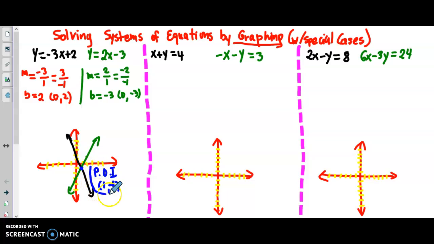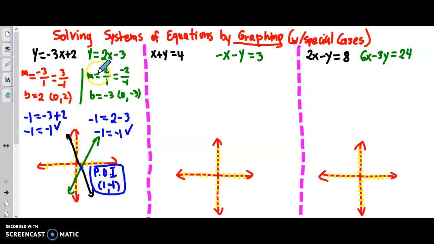Let's check that this is correct. If it is, this point should satisfy both original equations. If you take this blue point and put it in the first one, you should have -1 equals -3 plus 2, which gives -1 equals -1. True statement. Take this and put it in the green one: -1 equals 2 times 1, which is 2, minus 3. -1 equals -1. True. So yes, indeed, this is the solution to the system because it gives a true statement for both.